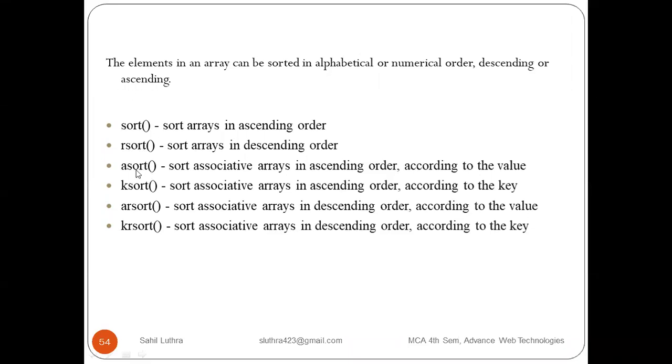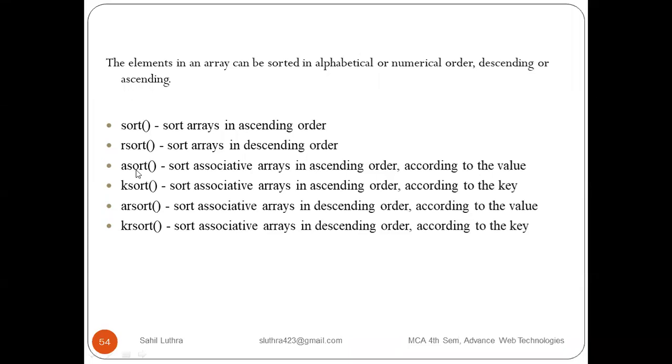After that, the next one is asort. asort sorts an associative array in ascending order according to the value. It is going to sort the array according to the values of our array. Okay, so this is called an associative array. So whenever we write the asort function, its working is that it is going to sort the array according to its value.